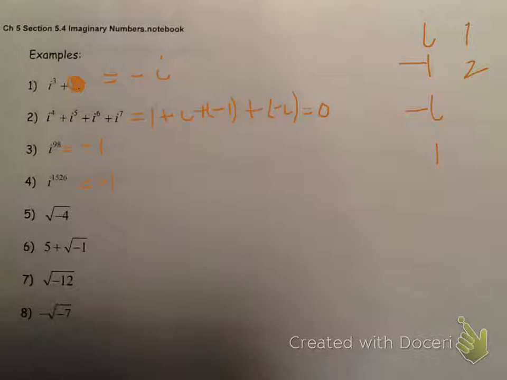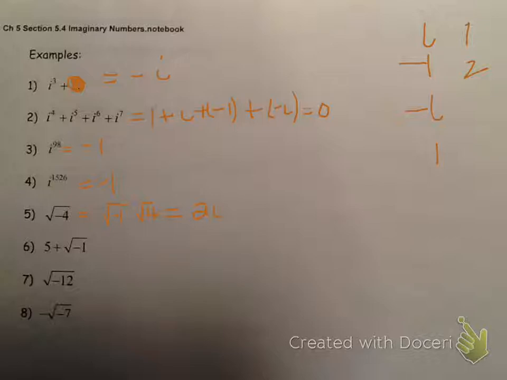Now let's look at negatives under radicals. So we can think of the square root of -4 as the square root of -1 times the square root of 4. Well, you know the square root of 4 is 2. The square root of -1 now is called i. So we get 2i.